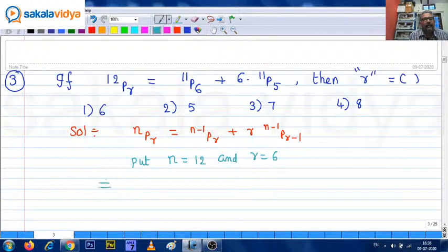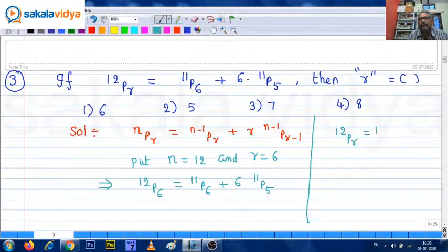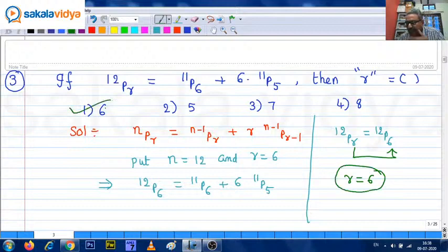What do you get now? 12P6 equals 11P6 plus 6 times 11P(6 minus 1), that is 5. So you remember that 12PR is equated to 12P6. Now what is the value of R? Obviously R value will be 6. R is equal to 6. That means the first option is the right option.